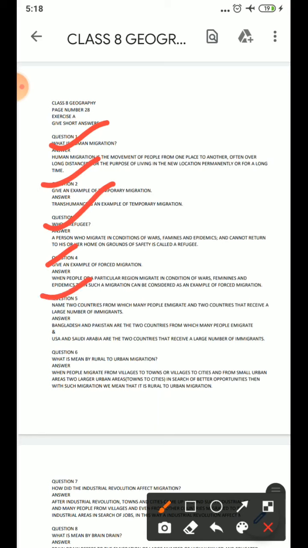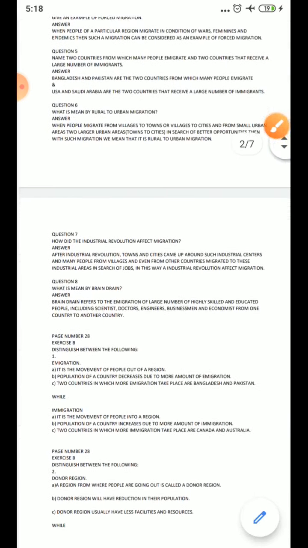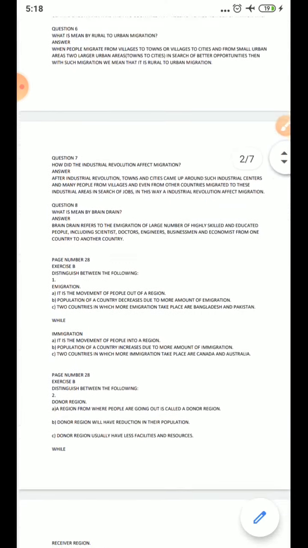Question 6 is asking what is meant by rural to urban migration. The answer here is when people migrate from villages to towns or villages to cities or towns to cities, from small urban areas to larger urban areas, that is towns to cities, in search of better opportunities, then by such migration we mean that it is rural urban migration. After completing our 5 answers, 6th answer, we are coming to question number 7.